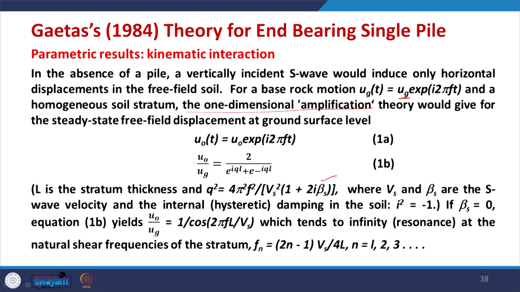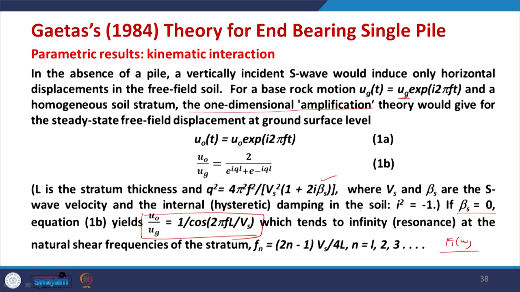If you consider beta_s equal to 0, that is, there is no damping in the soil, then equation 1b can be simply converted to U_0 by U_g equal to 1 over cos(2 pi f L / V_s), which is referred to as F_1(omega), if you recall, in Kramer and ground response analysis. So, this is exactly the same as the free field response, which tends to infinity at the natural shear frequencies of the stratum, that is, when f_n equals (2n minus 1) V_s over 4L, where n is 1, 2, 3. So, the story up to this point was for the free field response.